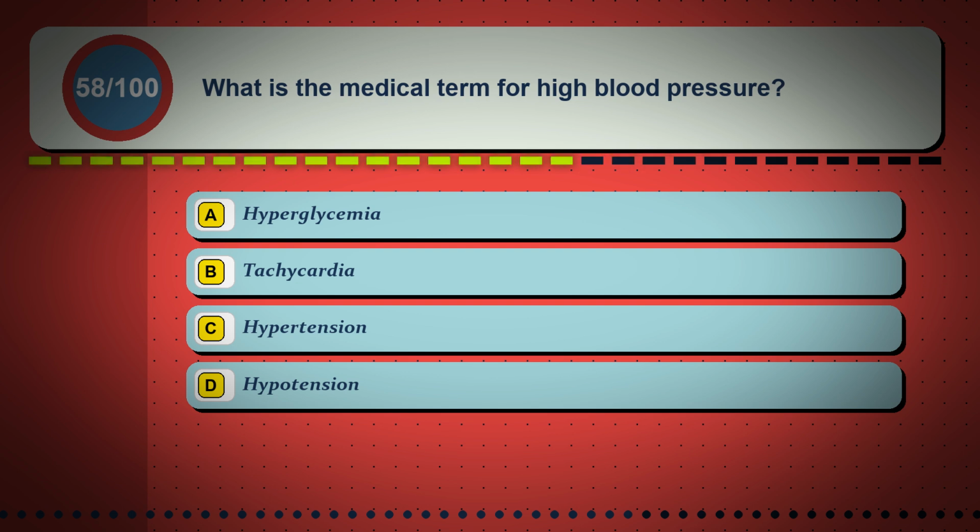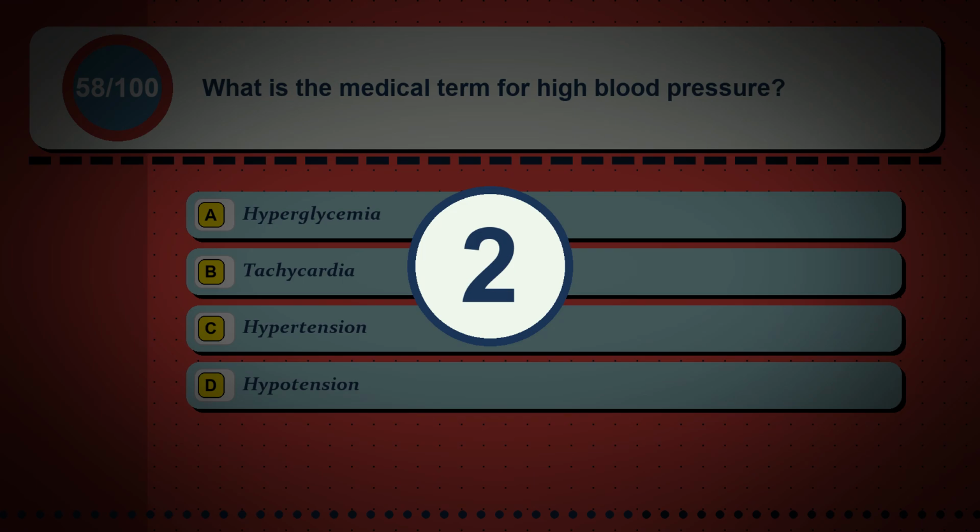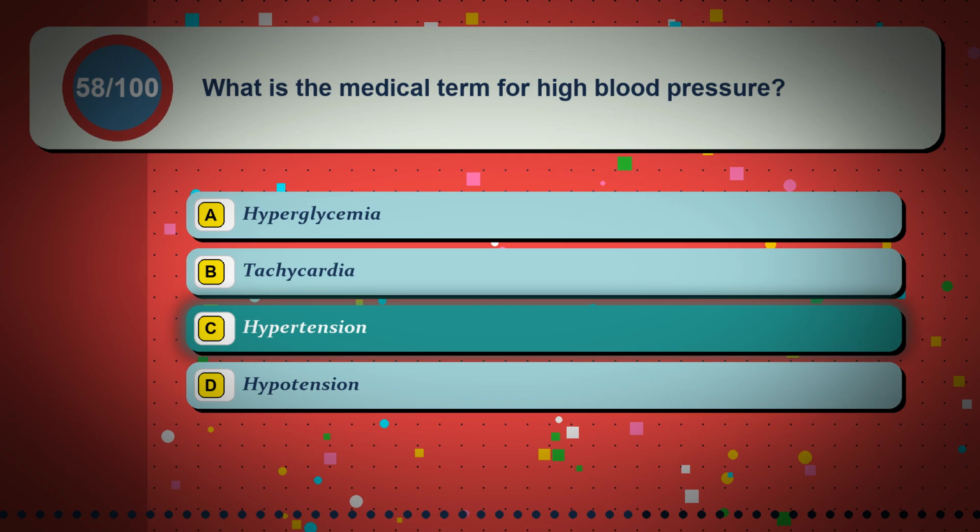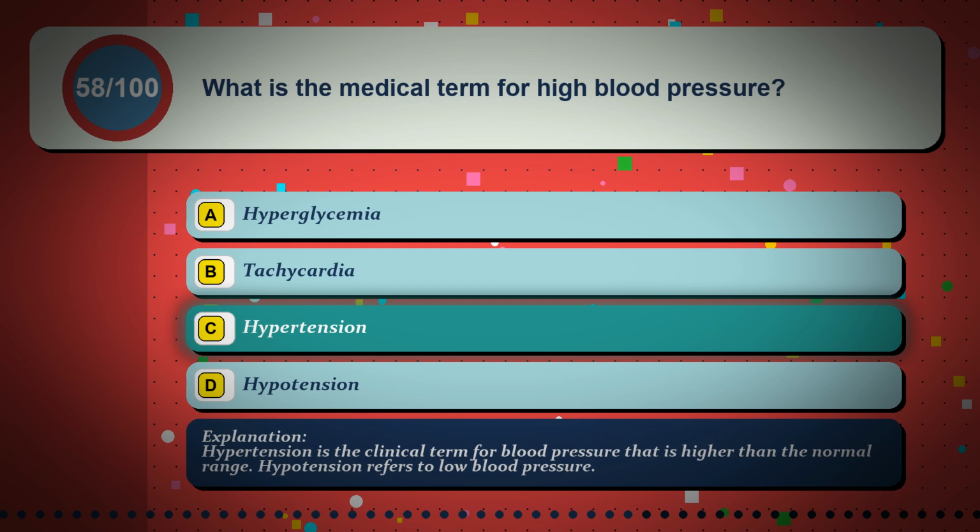Option A. Hyperglycemia. Option B. Tachycardia. Option C. Hypertension. Option D. Hypotension. The correct answer is option C. Hypertension. Hypertension is the clinical term for blood pressure that is higher than the normal range. Hypotension refers to low blood pressure.